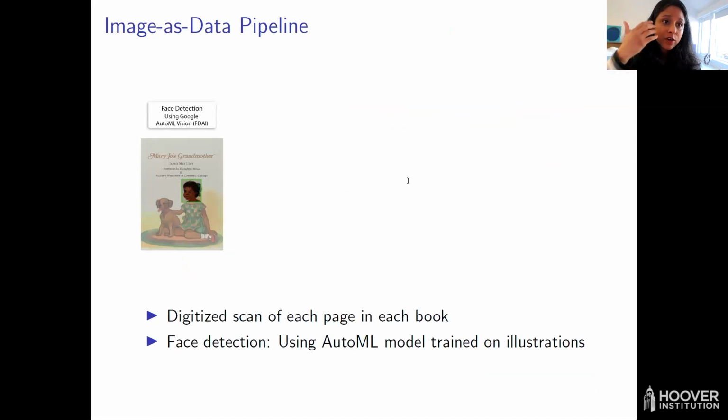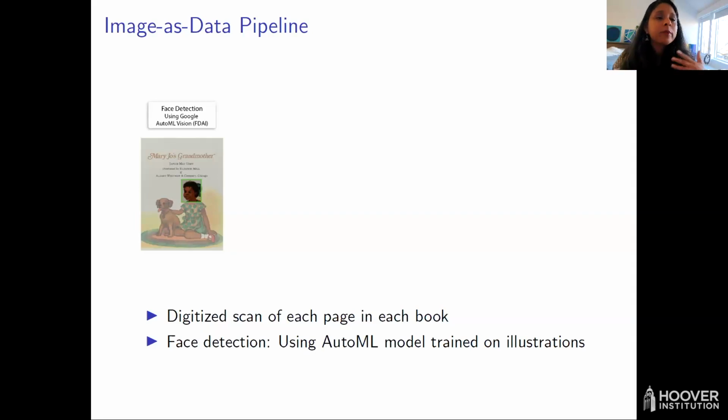So how do we convert these books into the data that we're wanting? We start with the images data pipeline. So we start with the digitized scan of each page in each book. And what we want to even start with is just detecting the face. Note that we're not looking at the character. We're not looking at interactions between characters. We just wanted to start somewhere.